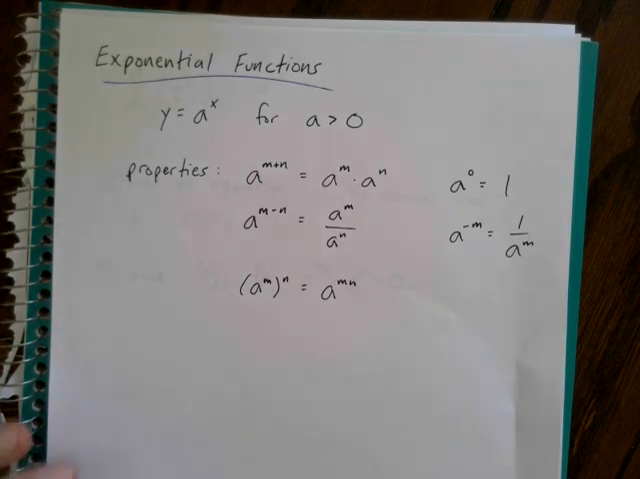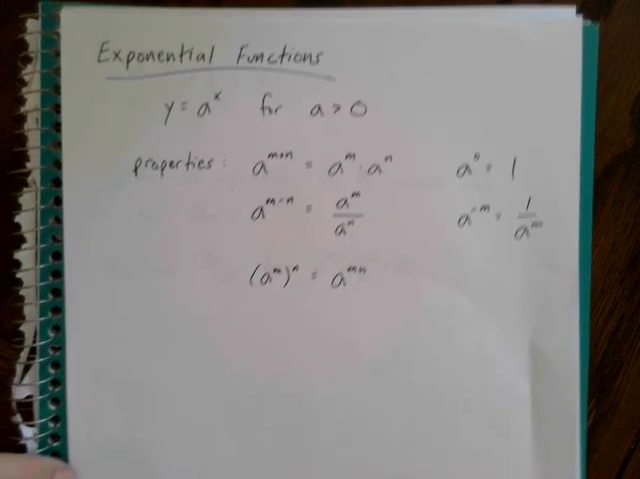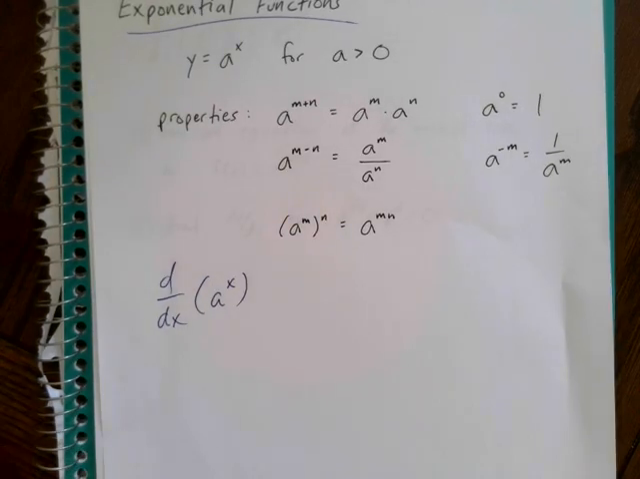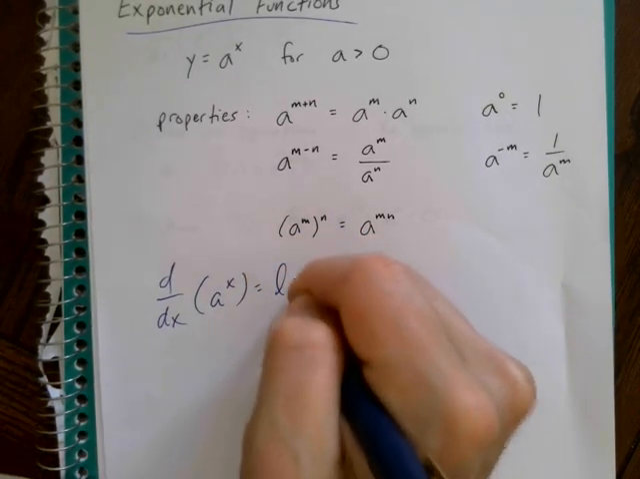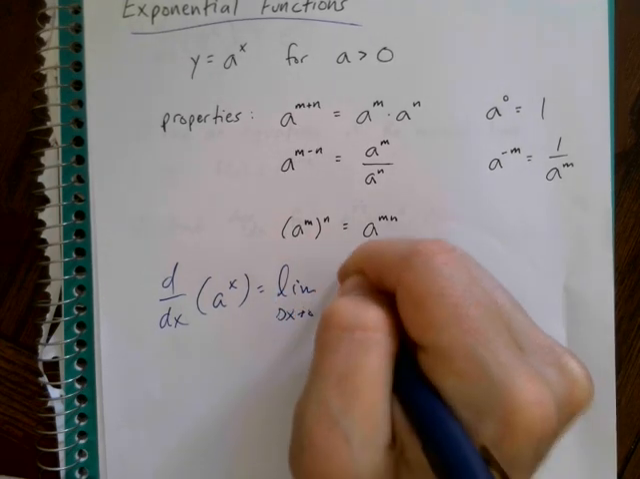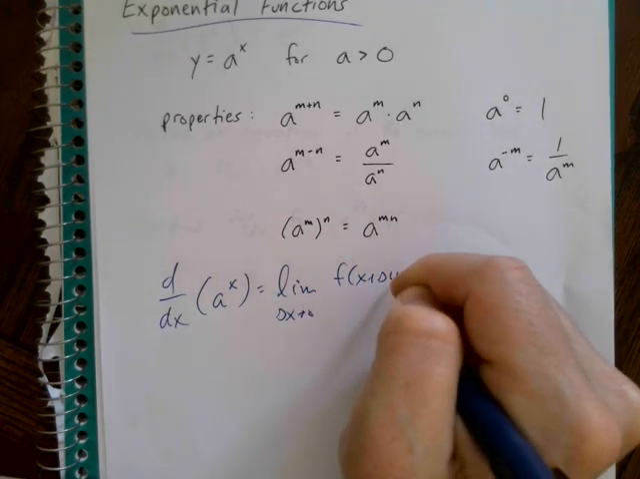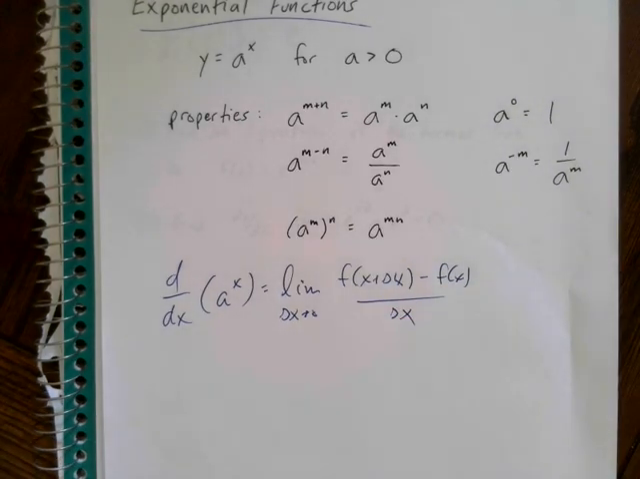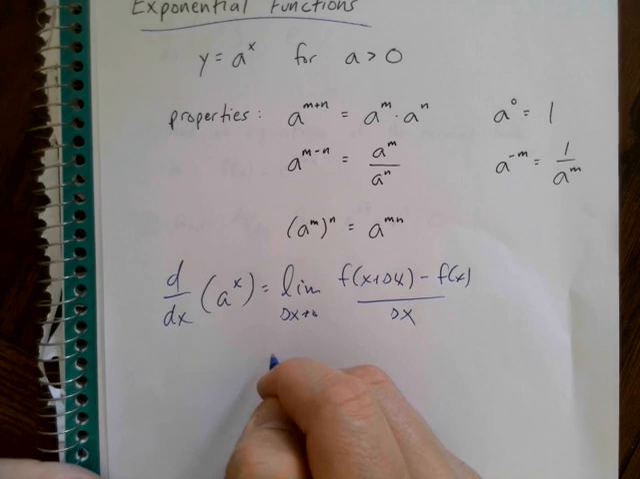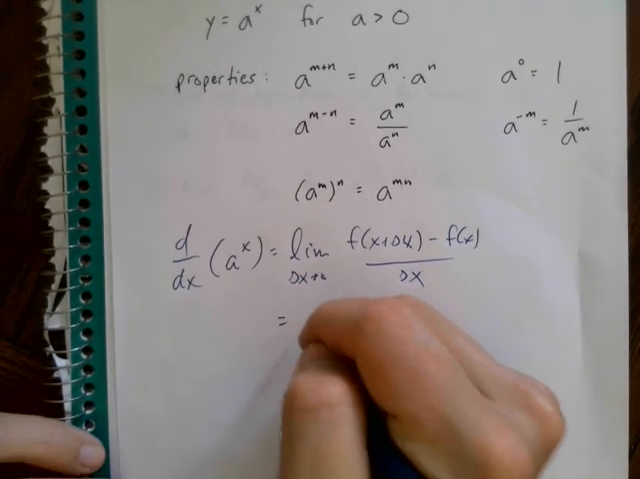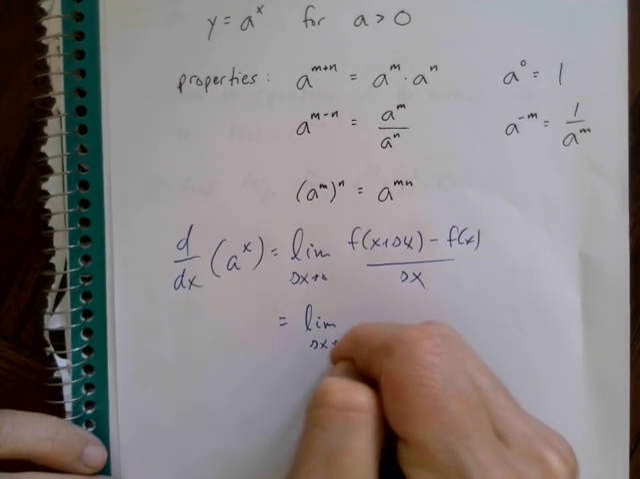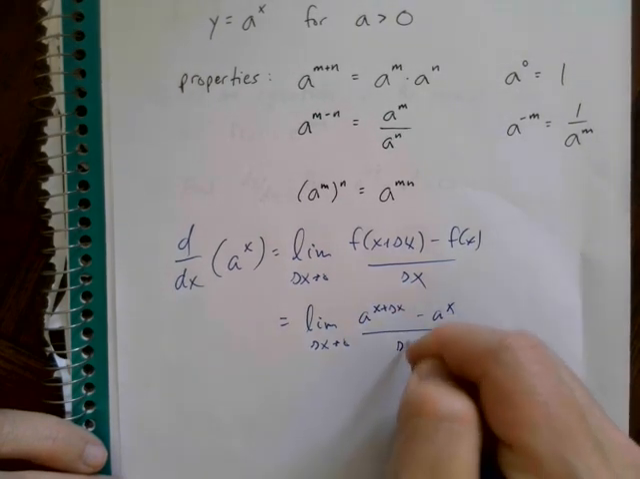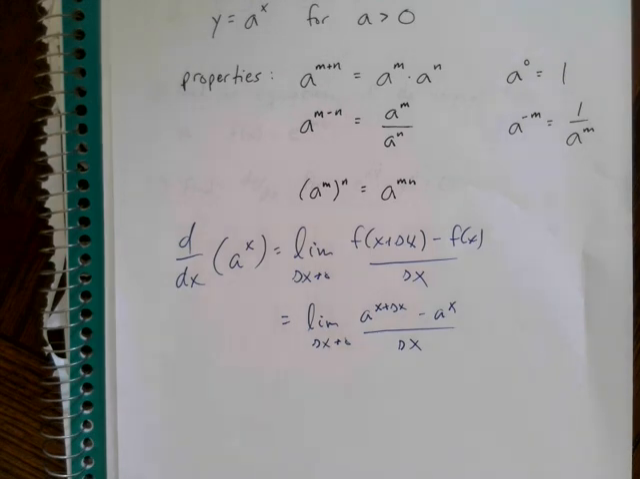What we care about is the derivative of a to the x. So let's use limits to figure out what the derivative of a to the x is. It's the limit as delta x approaches 0 of f of x plus delta x minus f of x over delta x, just the slope between 2 points on the curve as those 2 points become infinitely close to each other. Plug that into a to the x. We get that expression right there.